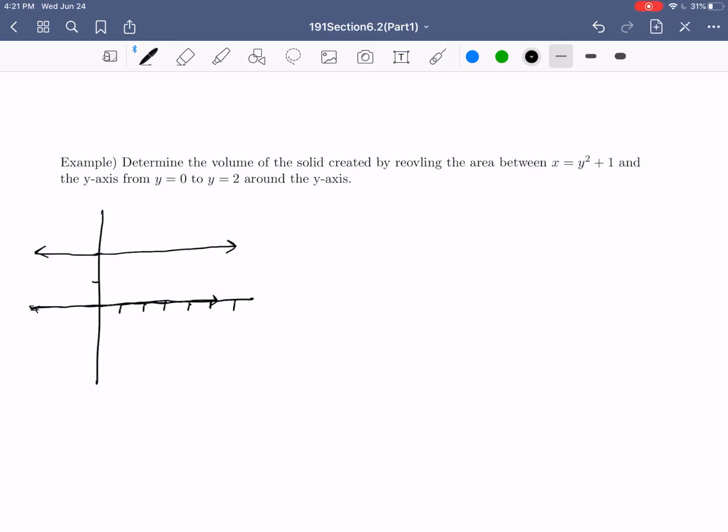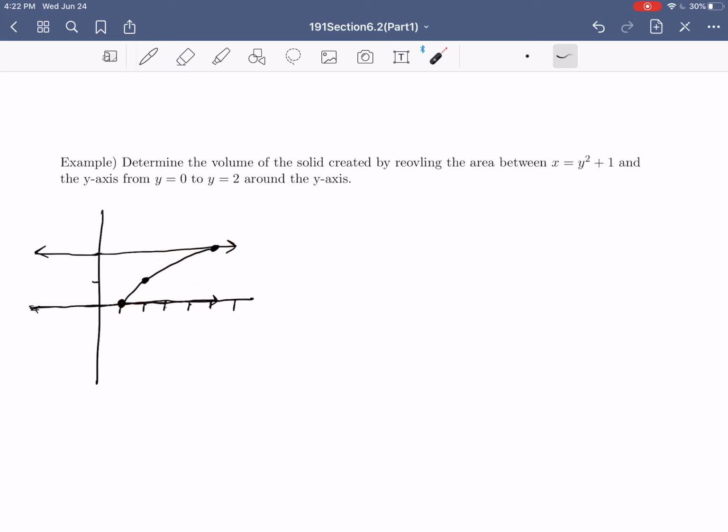So when y is 0, x is 1, so we'd have a point there. Then when y is 1, x is 2, so something there. And then when y is 2, x is 5, so 1, 2, 3, 4, 5. So something like that, and there's our curve. If we drew out the whole thing, of course, it would look something like that, because it's a parabola in y, but of course we only need this portion here.